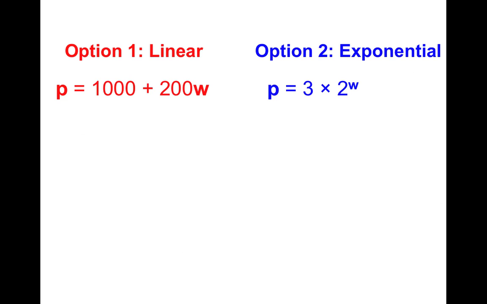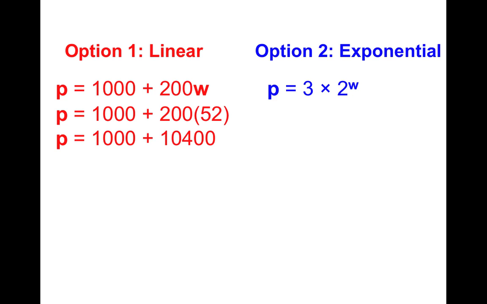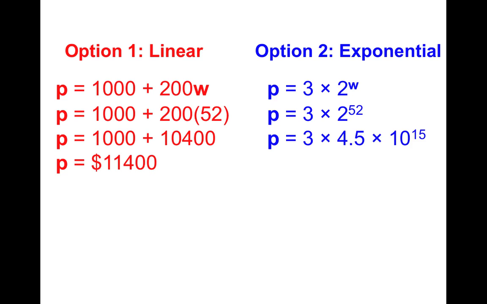So if we want to have a little fun, we can see how much we would make in the last week of the year, in week 52. Under the linear option, 200 times 52 is 10,400. Add 1,000 to that, 11,400. That's a good chunk of change, but check this out. In week 52, under the exponential function, we're going to raise 2 to the 52nd power. That's a huge number. 10 to the 15th is more than trillions. It's in the quadrillions. This is a 1, a 3, and a 5, and then 14 zeros after it. I'm pretty sure this is more money than is in circulation on the entire planet.